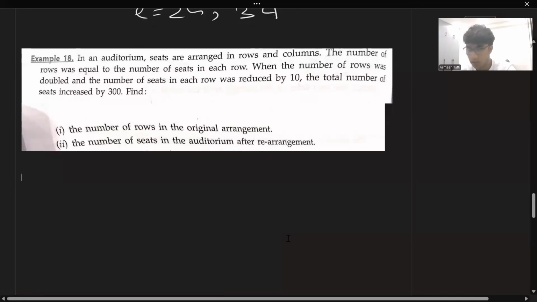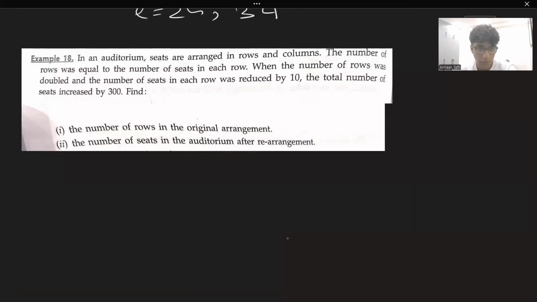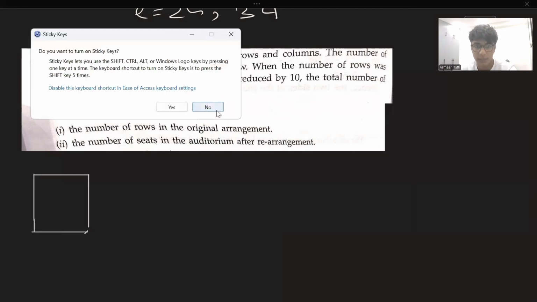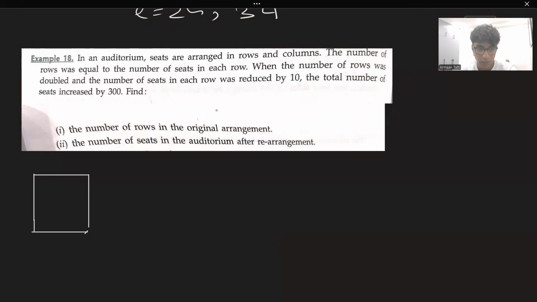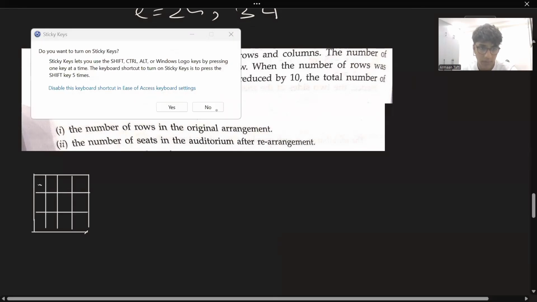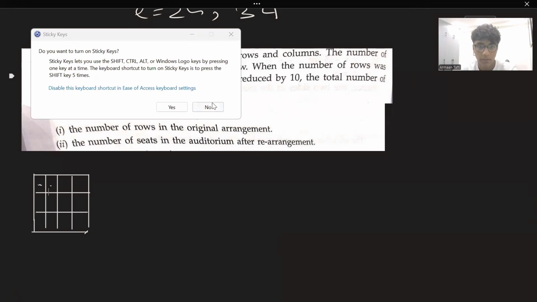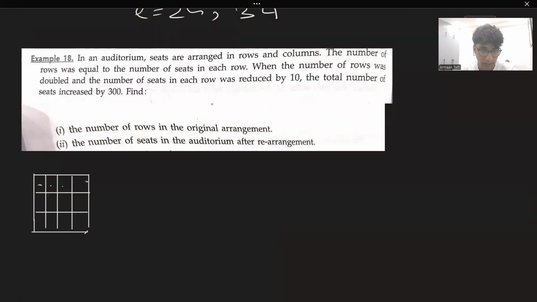So I'll just make a rough sketch here. So we have an auditorium. And our seats are arranged in rows and columns. So we can divide this into rows. We can divide this into columns, right? And in each column, we have a seat here. That's what they mean, right?